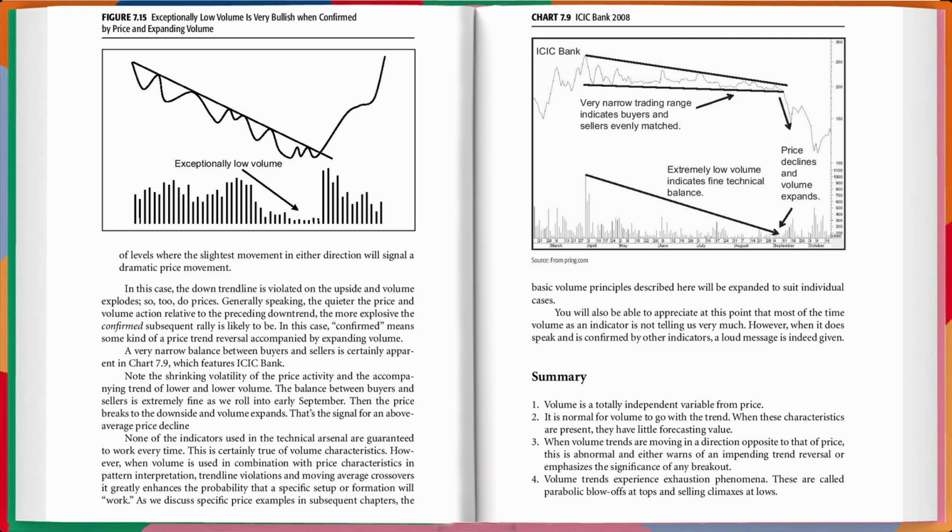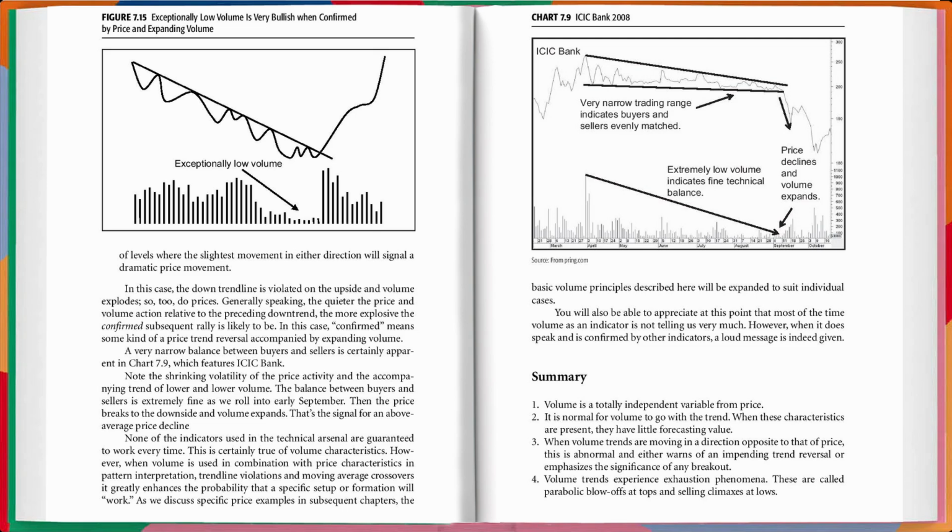The balance between buyers and sellers is extremely fine as we roll into early September. Then the price breaks to the downside and volume expands. That's the signal for an above-average price decline. None of the indicators used in the technical arsenal are guaranteed to work every time. This is certainly true of volume characteristics.